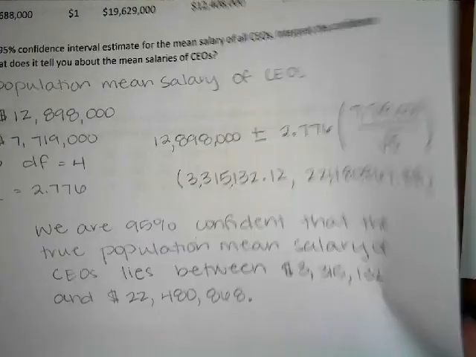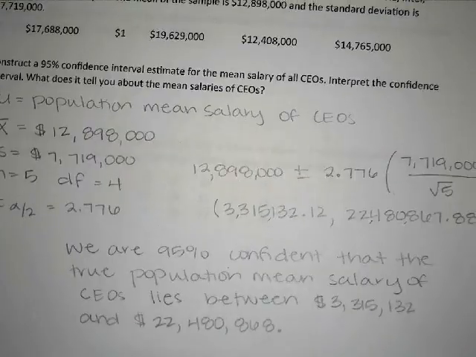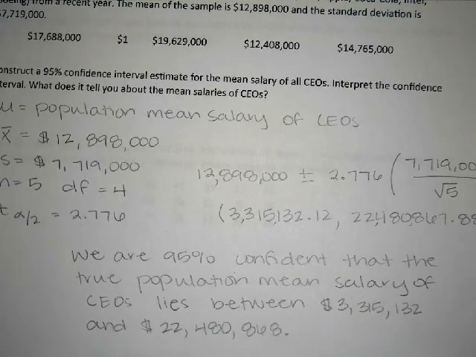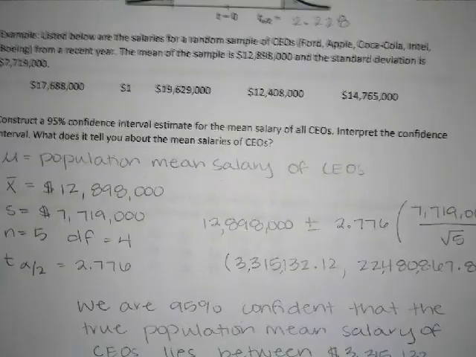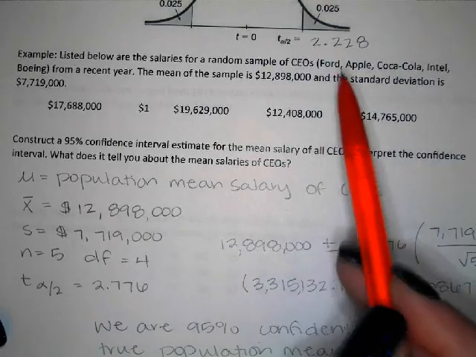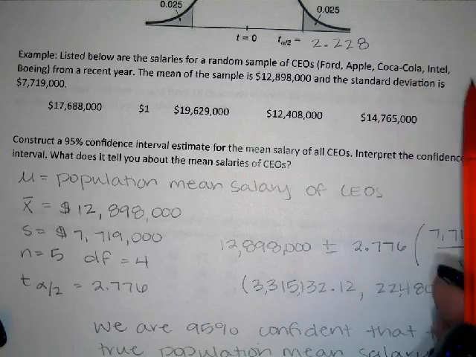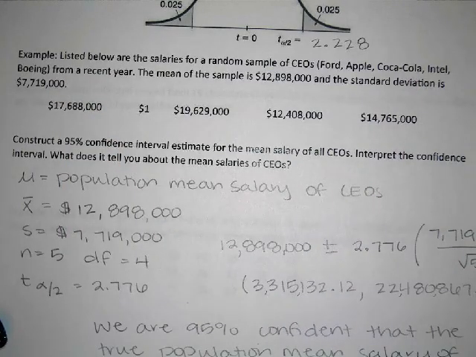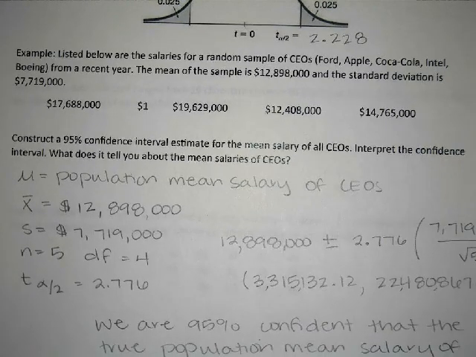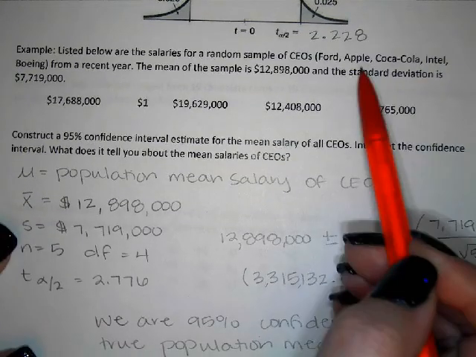The answer here is not much because we don't have good data. So I want to point out what about this data is a problem. The first problem in the data is that they're taking a sample of CEOs, Ford, Apple, Coca-Cola, Intel, and Boeing. Those are all big, widely known companies. So they're not considering the CEO of an independently owned coffee shop down the street. They're not thinking about maybe a local chain. They're thinking about kind of nationally known companies here, which is going to change how large their salaries are. That's going to have a big impact.